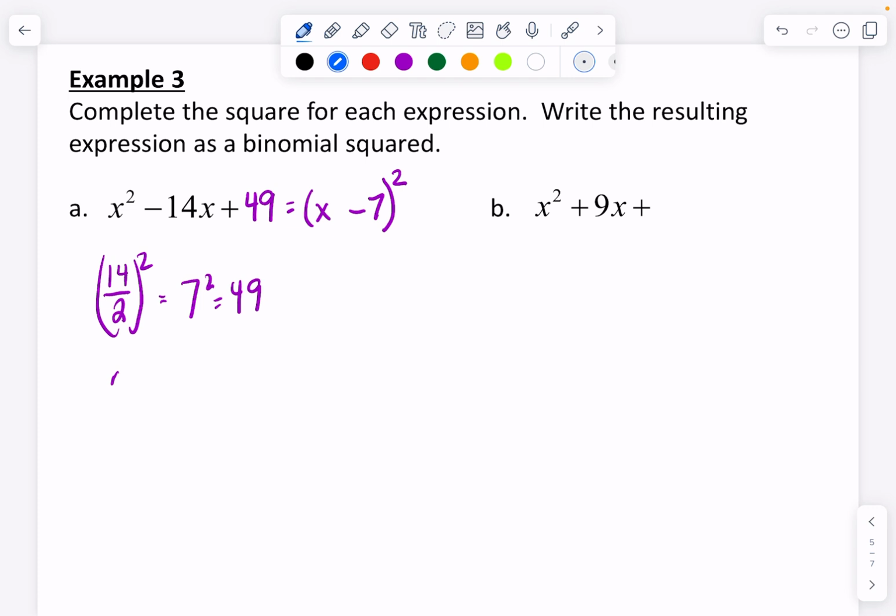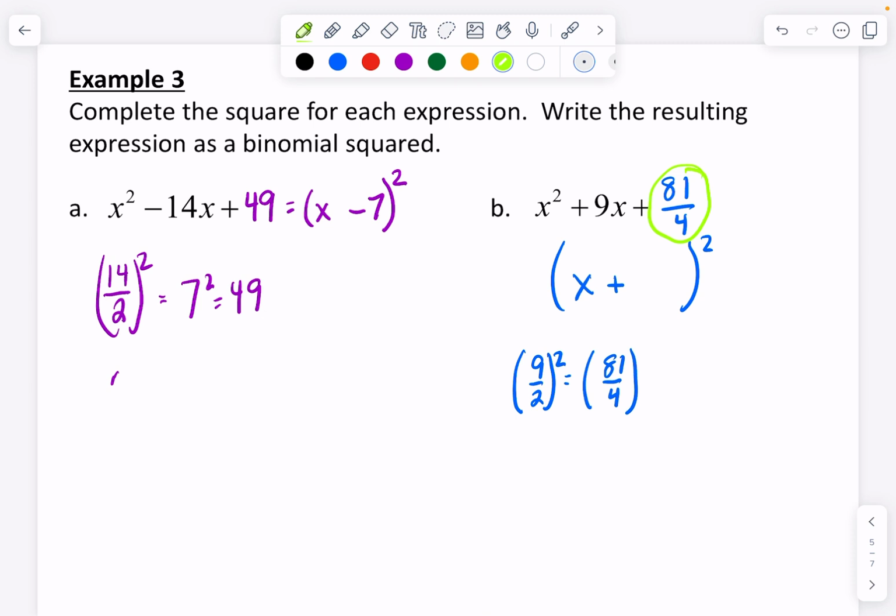So now on this other one, I take 9 divided by 2, and I square it. Well, that doesn't simplify at all, so that's 81 over 4. So I add in 81 over 4. So now this factors to x plus the square root of this number, or 9 over 2.